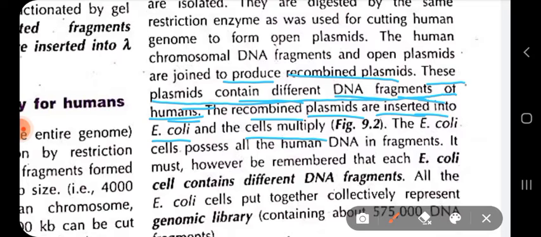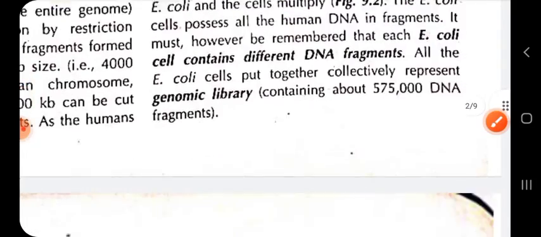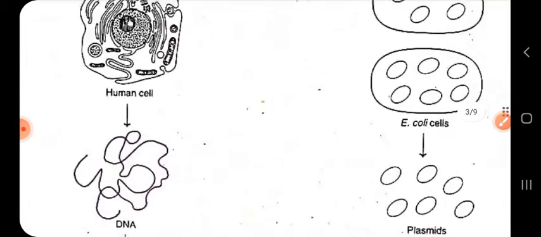So the plasmids contain different DNA fragments of humans, and the recombinant plasmids are then inserted into the E. coli cell, and the cells multiply. As given in the next image, you will see them. So if you look at the figure, then you can see.